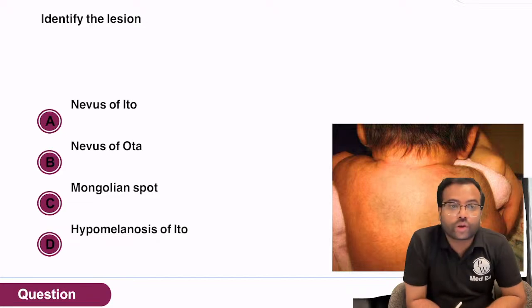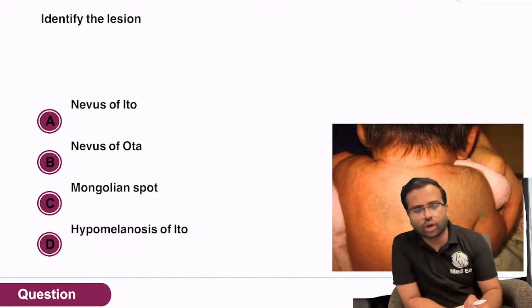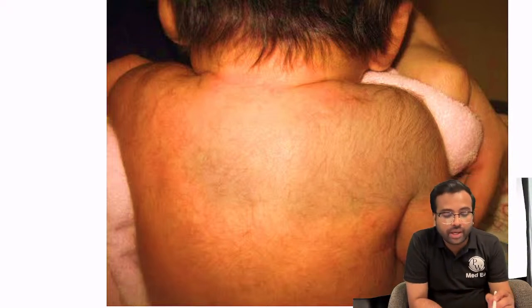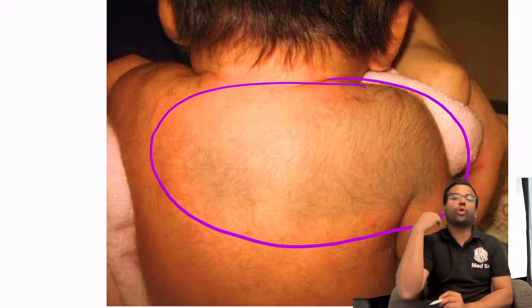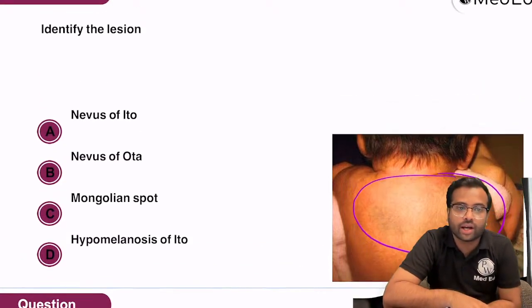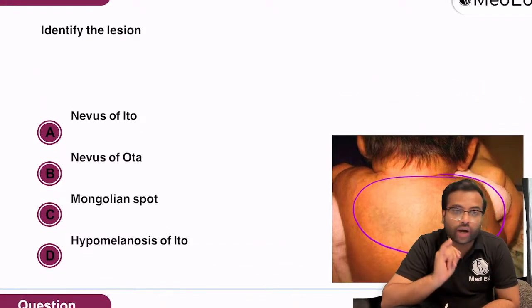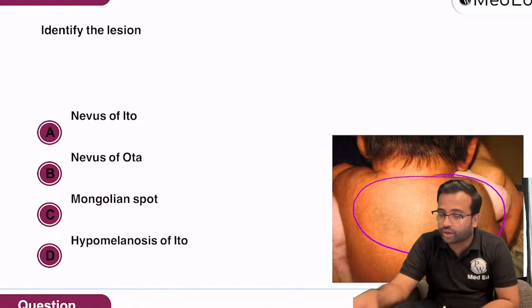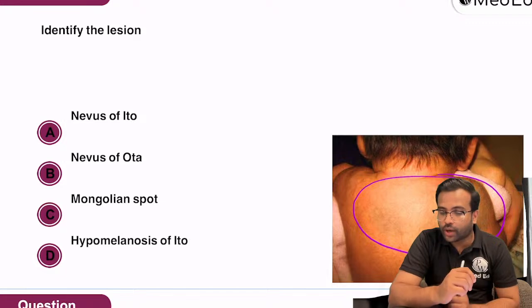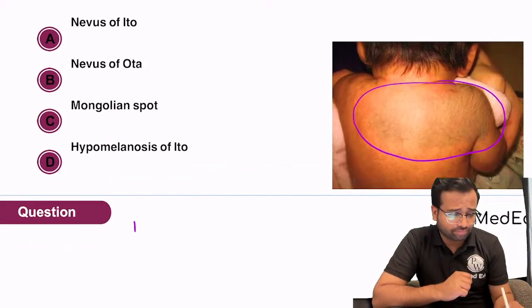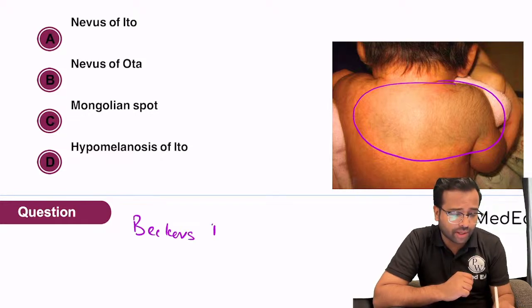In this next question, what you can see is identify the lesion. I'll just zoom the image for you. I can see that this is a kid, a baby who is having some bluish discoloration over the shoulder area. So whenever you find a blue colored discoloration over the shoulder area, do you call it nevus of Ito, nevus of Ota, Mongolian spot, or hypomelanosis of Ito? So I can see many of you answering it as Becker's nevus.